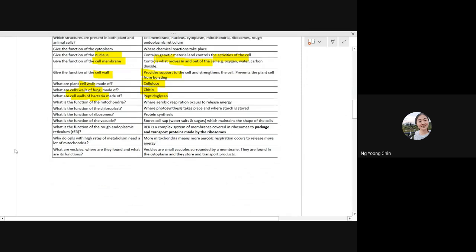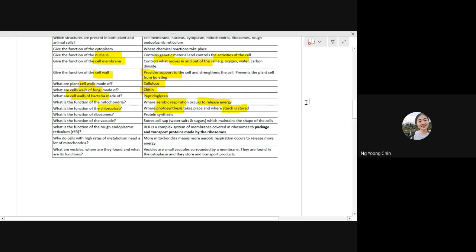Okay, so the mitochondria, the function is to release energy from aerobic respiration. So this is the keyword that you're able to include in the answer. Chloroplast is to allow photosynthesis to take place, and then they will produce starch, okay, which is a glucose, okay, because glucose is a form of the starch. Maybe you can think in this way.